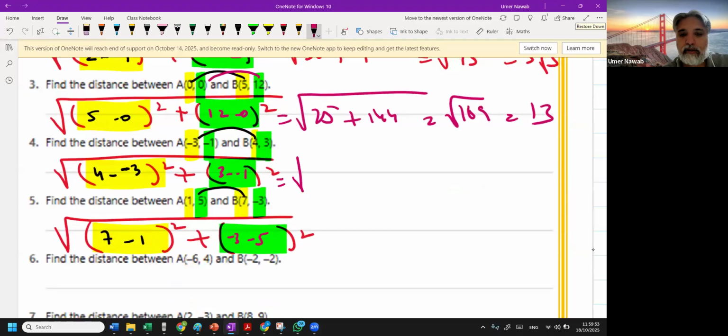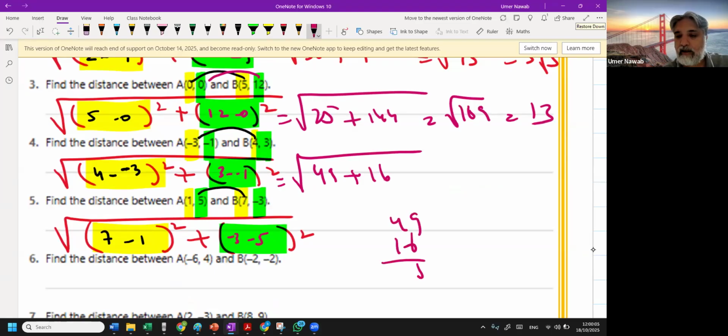Okay, next. If I do this one, 4 minus 3, Mr. Omar, the answer is 7. 7 squared is 49. And 3 minus 1 is 4. 4 squared is going to give me 16. What is 49 and 16, guys? It is going to give you 65. And 65, I don't think so, guys. There are no factors of it for any prime factorization to turn it into the simplest form. You can do it by yourself.